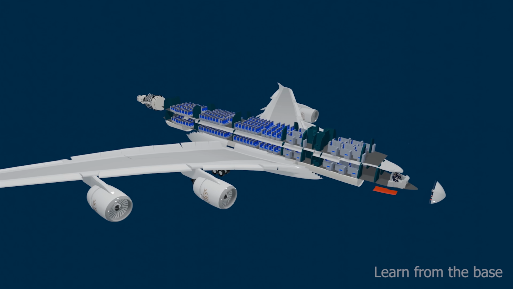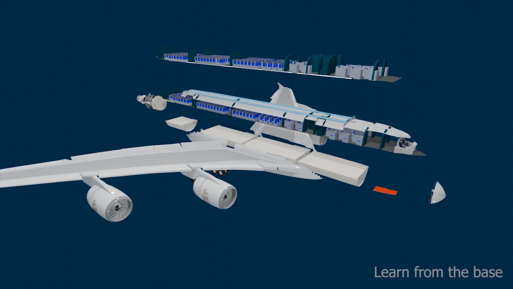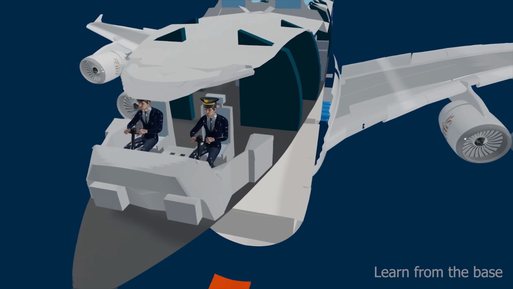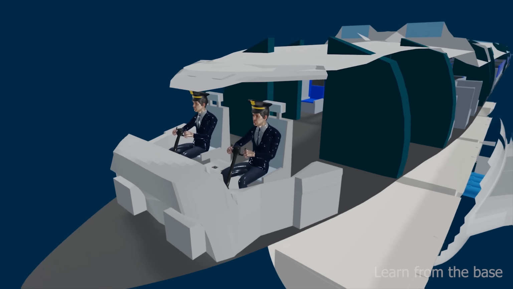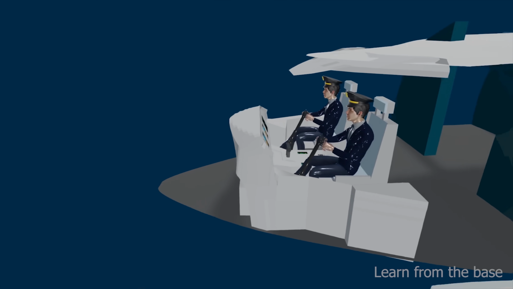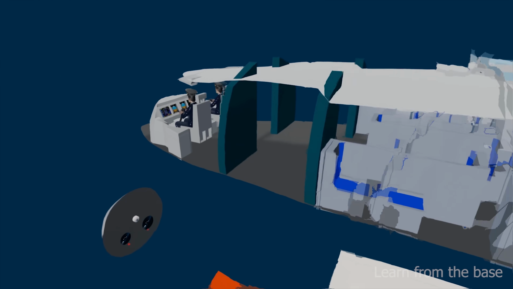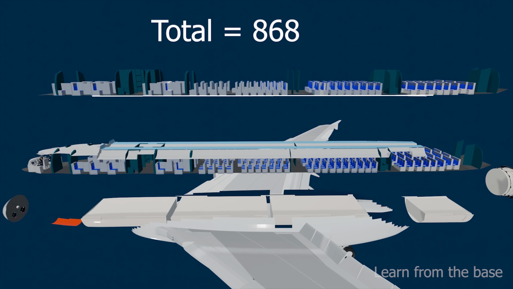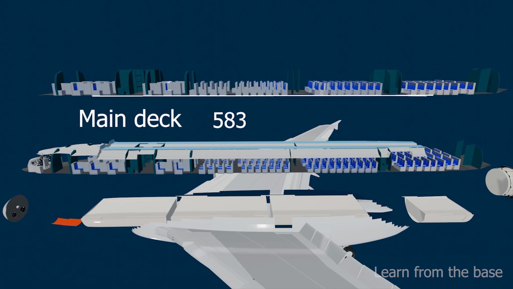The aircraft has two decks, the main deck and the upper deck. Usually, the cockpit is on the main deck. It is able to carry 868 passengers, 583 on the main deck and 330 on the upper deck.